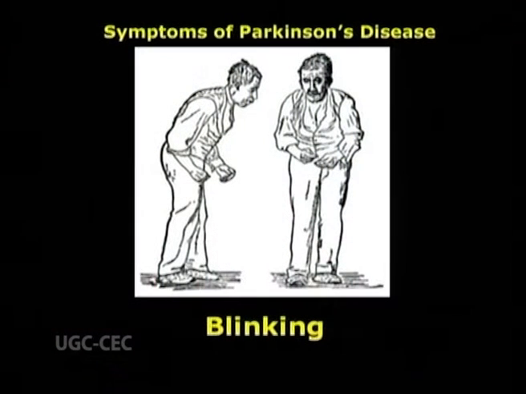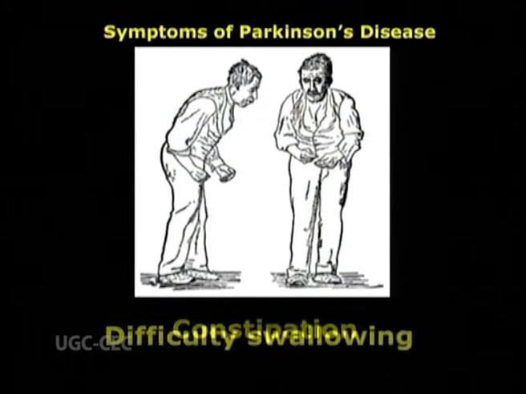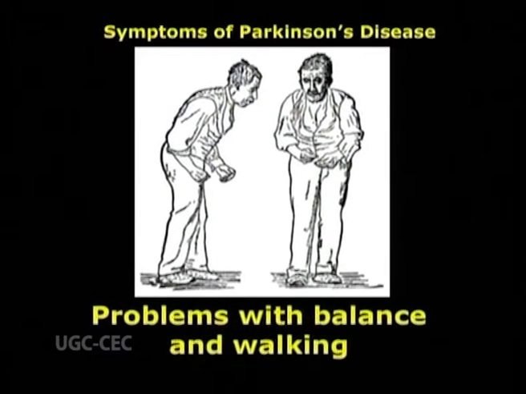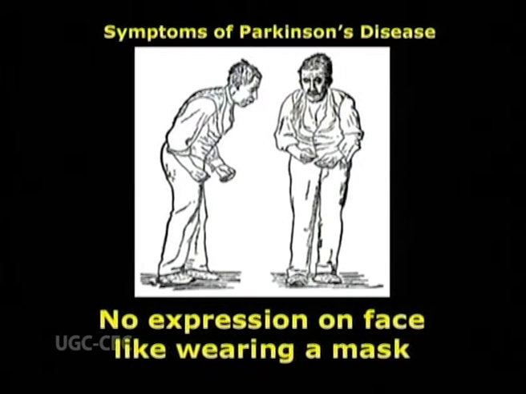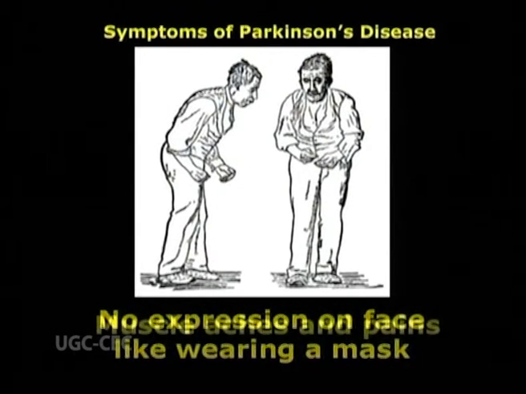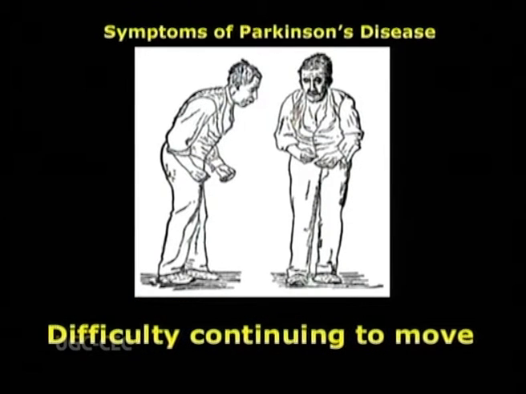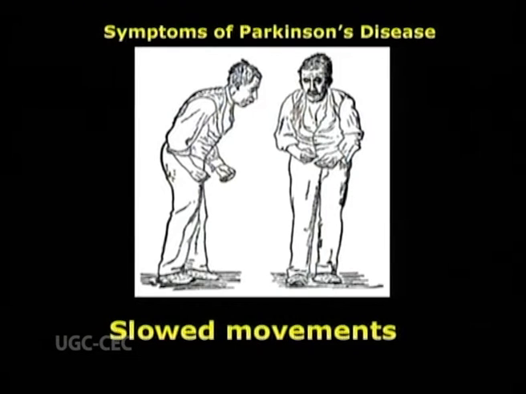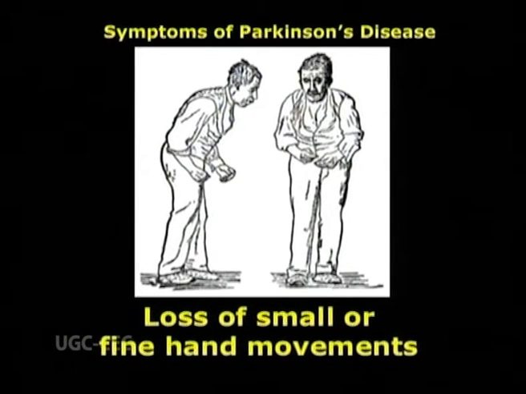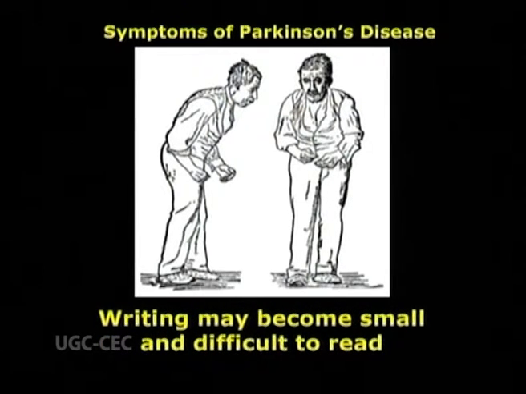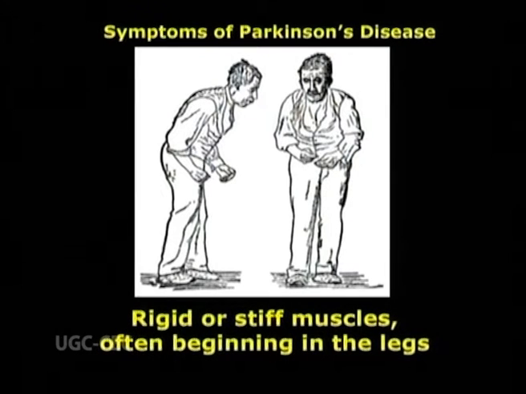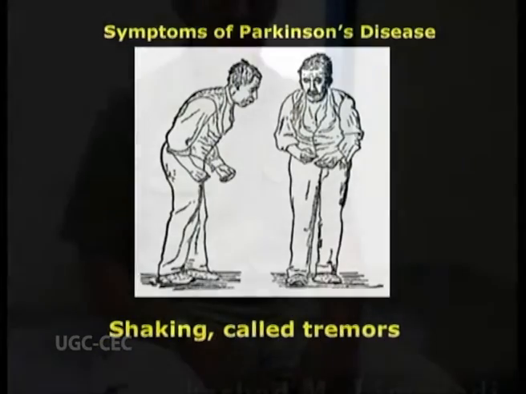Symptoms for Parkinson's include blinking, constipation, difficulty swallowing, drooling, problems with balance and walking, no expression in the face like you are wearing a mask, muscle aches and pains, movement problems which include difficulty starting the movement such as starting to walk or getting out of a chair, difficulty continuing to move, slowed movements, loss of small or fine hand movements, writing may become small and difficult to read, eating becomes difficult, rigid or stiff muscles often beginning in the legs, shaking called tremors, etc.